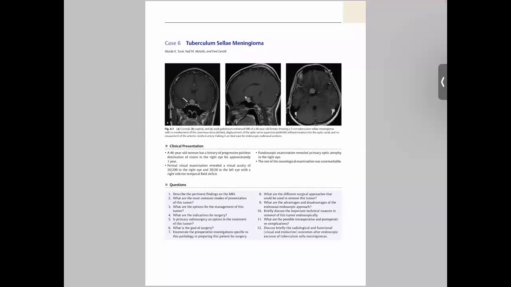Okay. But I think the most important way to differentiate olfactory groove and tuberculum sellae, which is a common exam question, is how they displace the optic nerve. Tuberculum sellae displaces it superiorly, olfactory groove displaces it inferolaterally. So I think those are the points I want to raise.